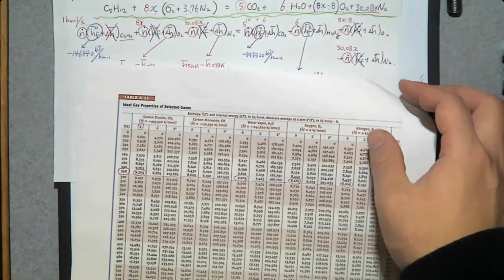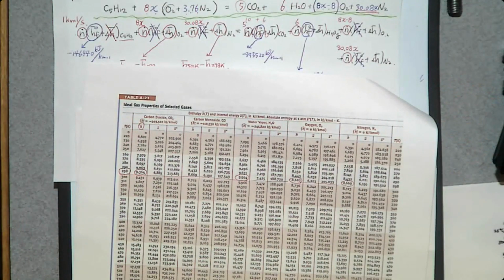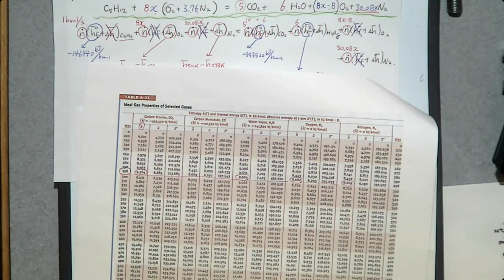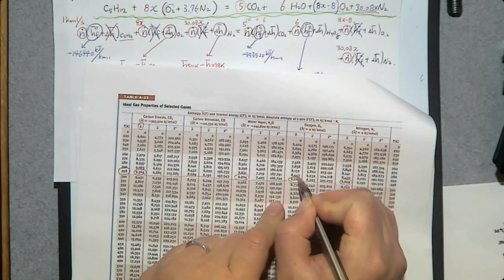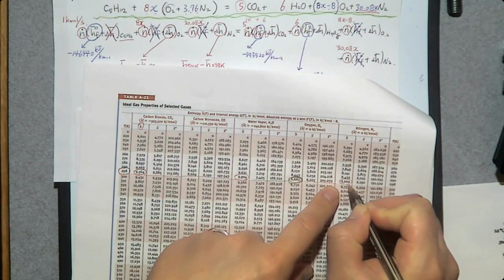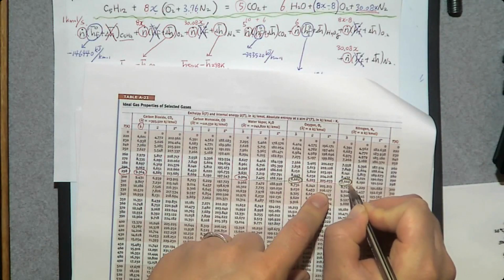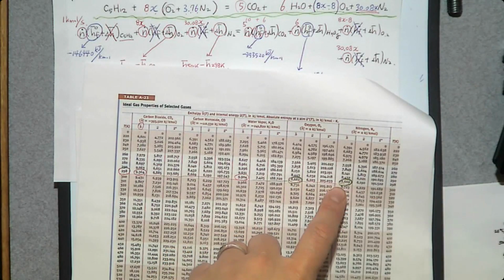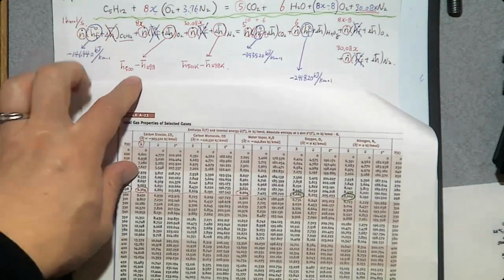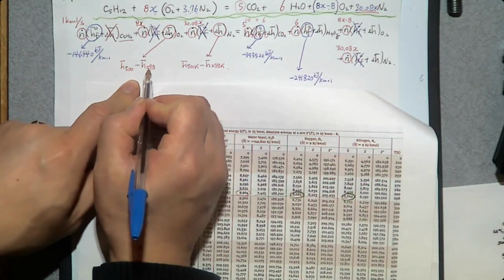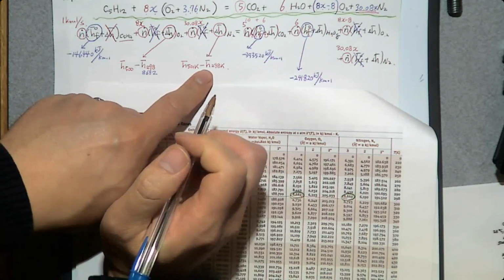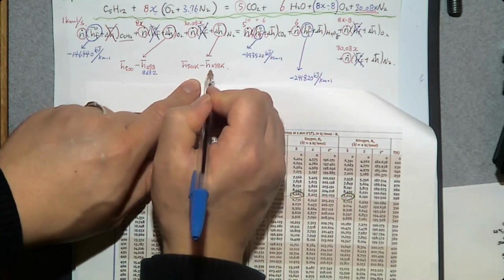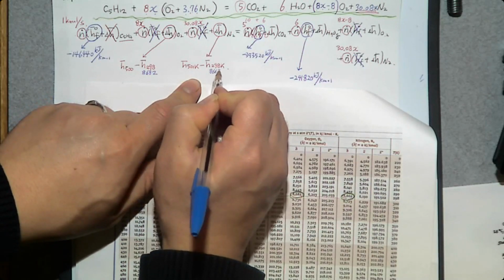So from this table, where is oxygen? This one is oxygen. This one is nitrogen. So what is H bar at 298? At 298, oxygen is going to be 8,682. Nitrogen is going to be 8,669. So let me write these two values here. For oxygen, 8,682. For nitrogen, 8,669.